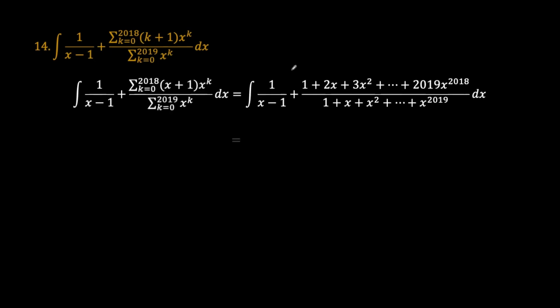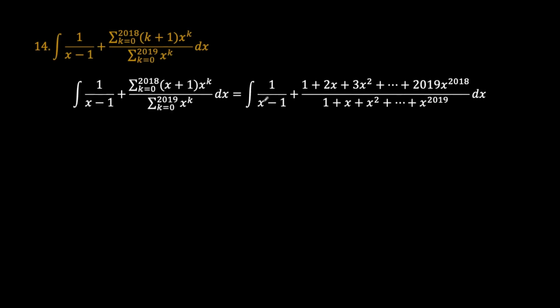Problem 14, which is the integral of 1 over x minus 1 plus the summation from k equals 0 to 2018 of (k plus 1) times x to the power k, over the summation from k equals 0 to 2019 of x to the power k. So I would solve this. I would like to expand this out.